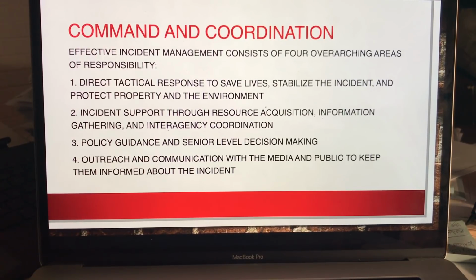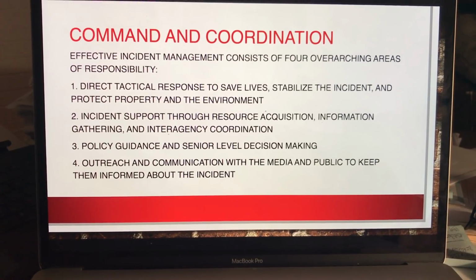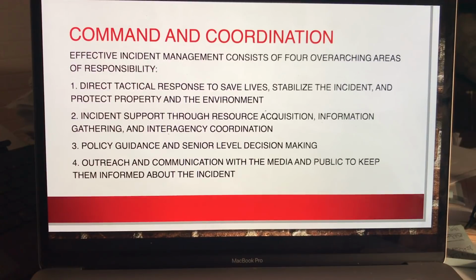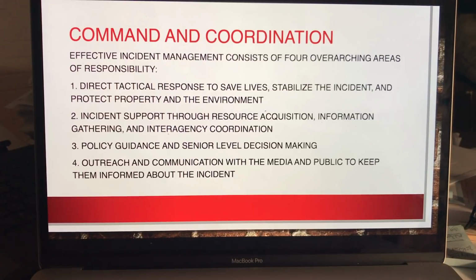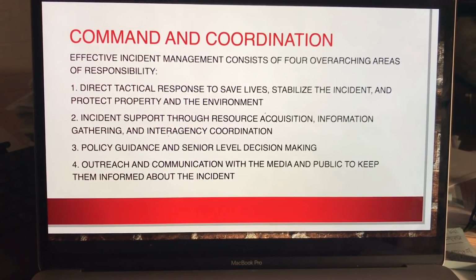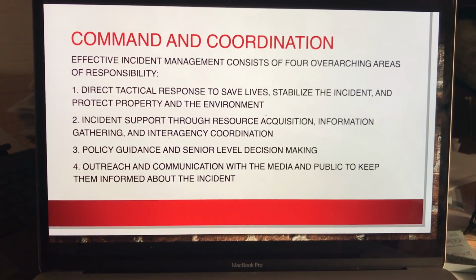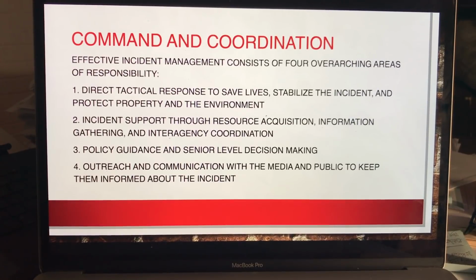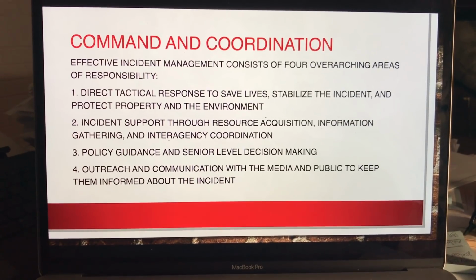Command and coordination consists of 4 overarching areas of responsibility. Number 1, direct tactical response to save lives, stabilize the incident, and protect property and the environment. Number 2, incident support through resource acquisition, information gathering, and interagency coordination. Number 3, policy guidance and senior level decision making. Number 4, outreach and communication with the media and public to keep them informed about the incident.